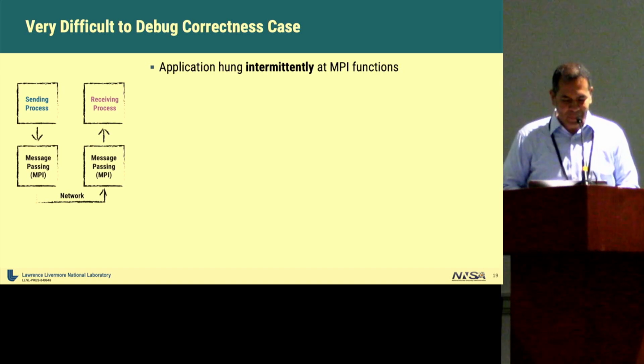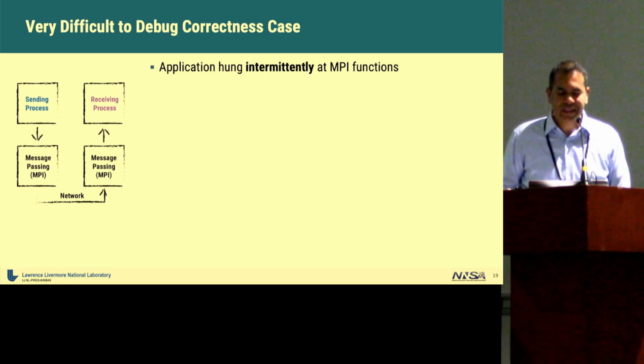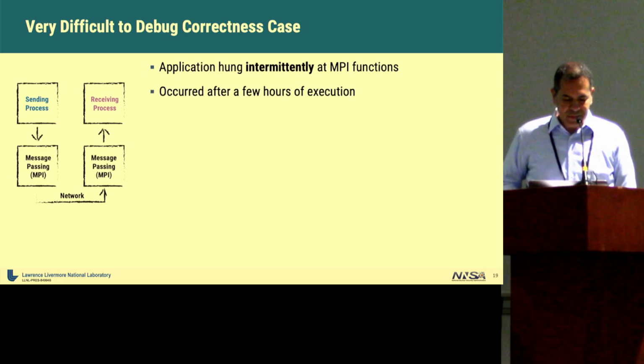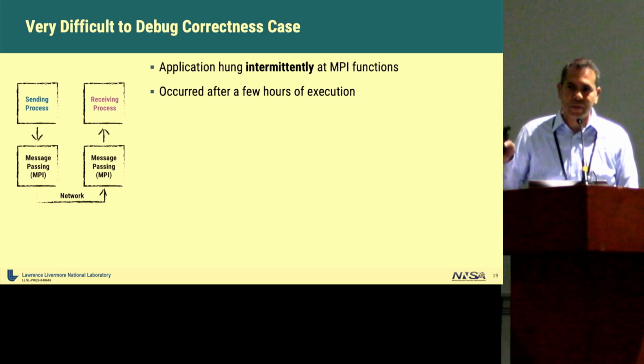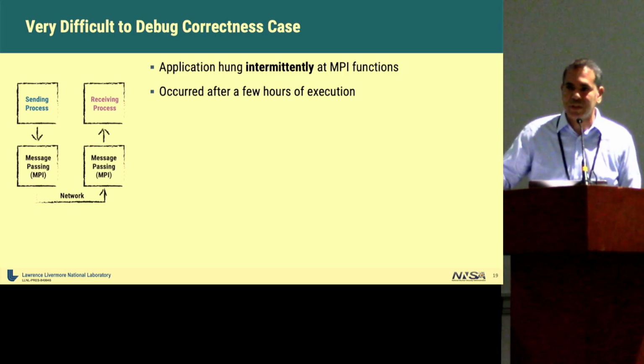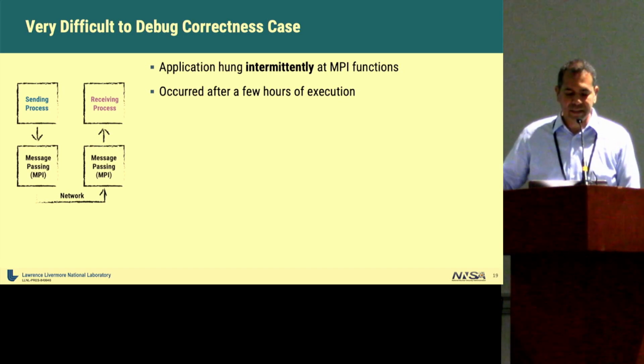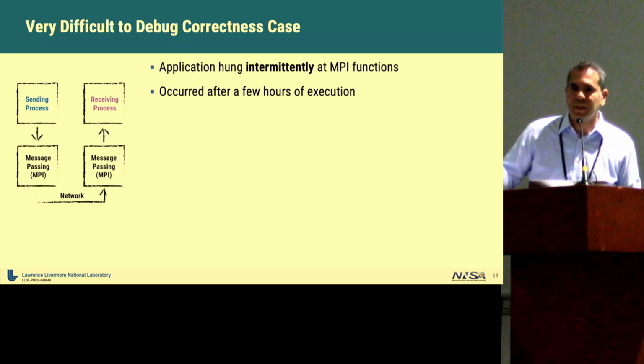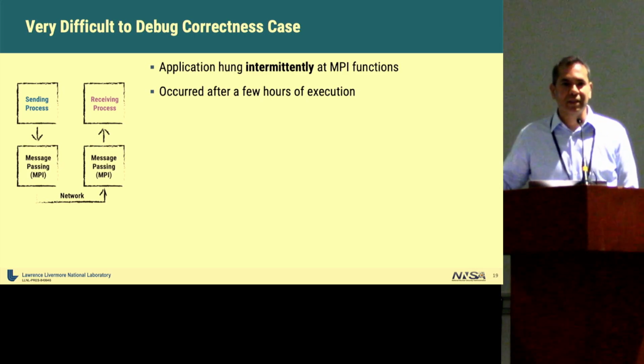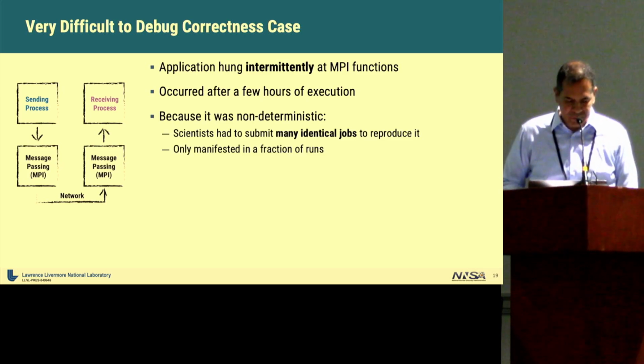This was an application that hung intermittently at MPI functions, right? The problem occurred after a few hours of execution. So you would think that this also consumes a lot of time, because if the correctness problem happens only after a few hours, let's say you have to run the code for 3 or 4 hours, and it's an intermittent problem, you have to submit a lot of jobs to actually be able to reproduce the problem, and that's what happened actually.